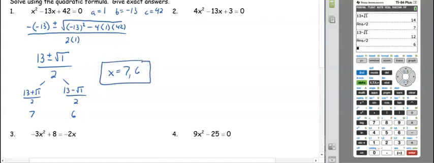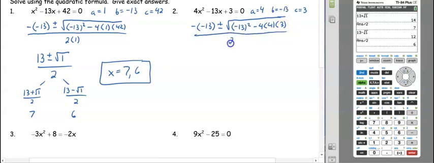In number 2, we have 4x squared minus 13x plus 3. So in this case, our a value is 4, our b value is negative 13, our c value is 3. So when we substitute into the equation, I have negative 13 plus or minus the square root of negative 13 squared minus 4 times 3, all over 2 times the a value, so 2 times 4.